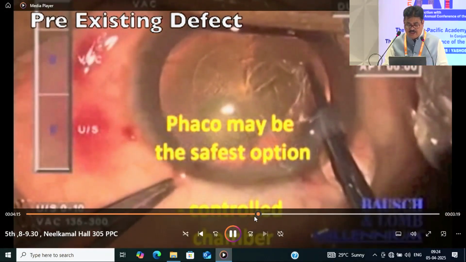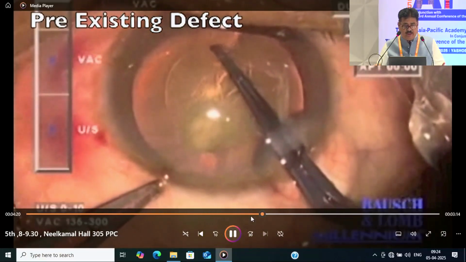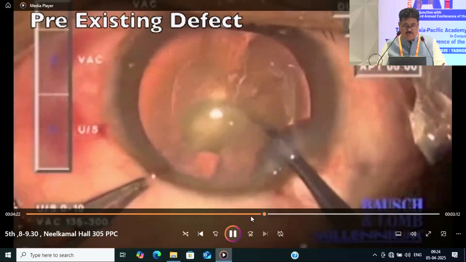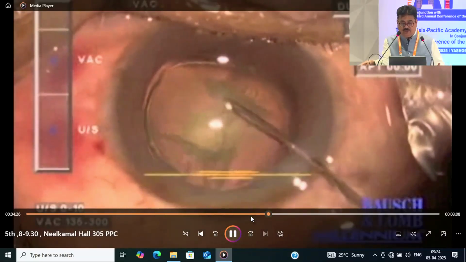This is another case where there is a pre-existing defect behind. We have seen it on the slit lamp. So now we have to be more careful. Every procedure has to be gentle.